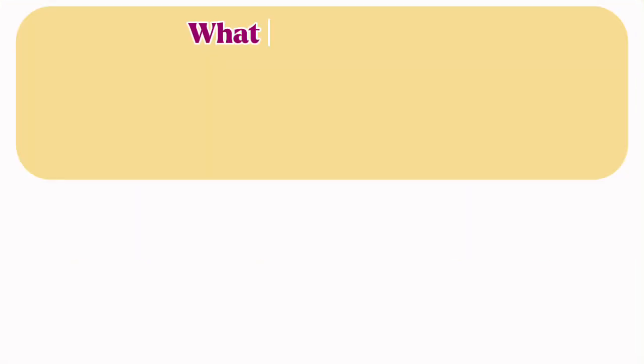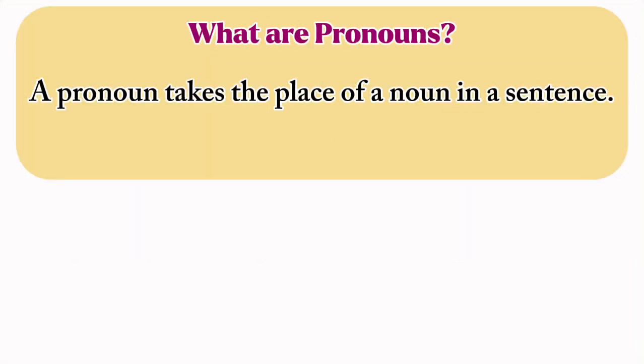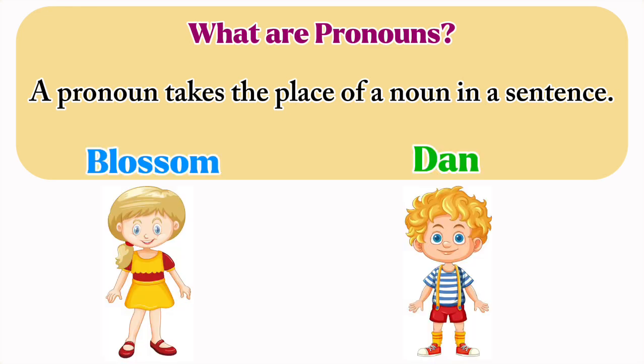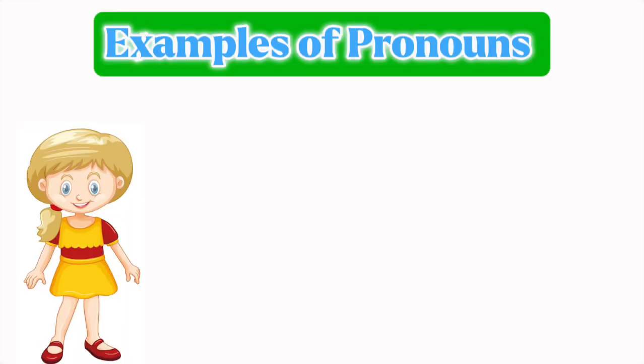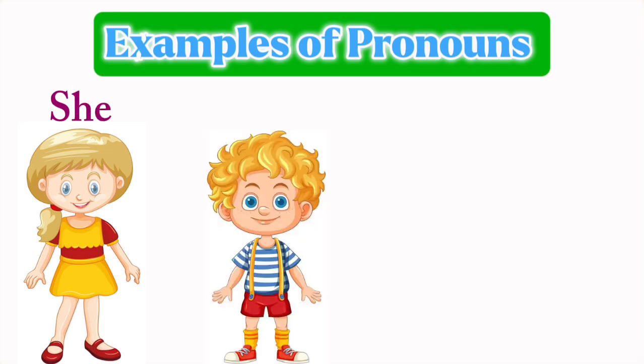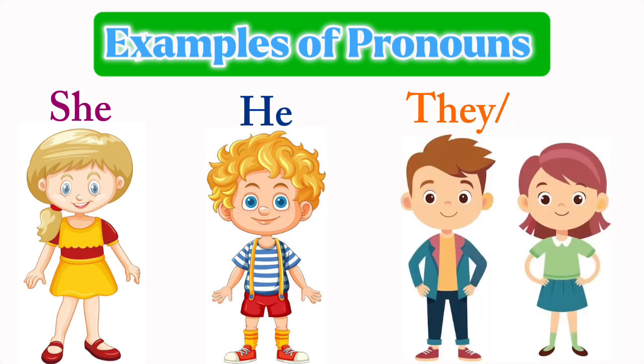Pronouns. What are pronouns? A pronoun takes the place of a noun in a sentence. For example, if a girl is named Blossom and a boy is named Dan, it changes to she and he. Let's look at some examples. She is used for a girl or a woman. He is used for a boy or a man. When we talk of two people, we use the pronouns they and them.